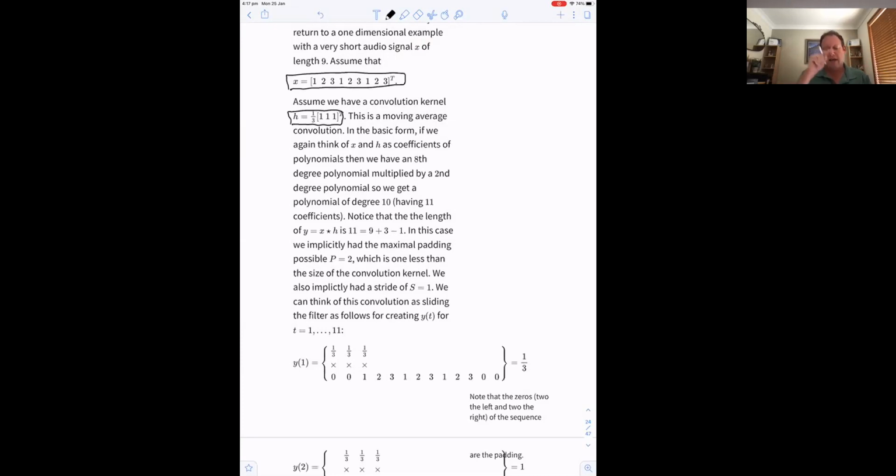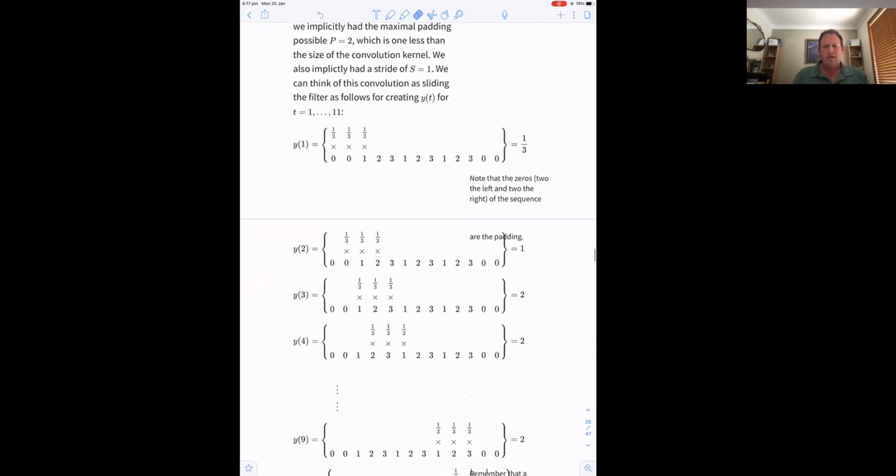Because the output is all the time going to be the average of 3 guys. Of course, this series here is very degenerate: 1, 2, 3, 1, 2, 3, 1, 2, 3. So the moving average will be a bit degenerate as well, but that's fine. There's quite a lot of detail here, but not so much to worry about.